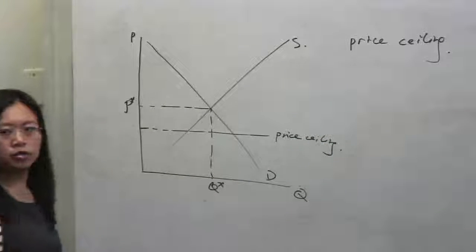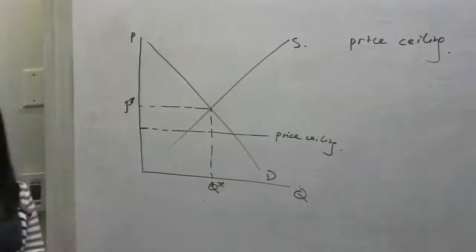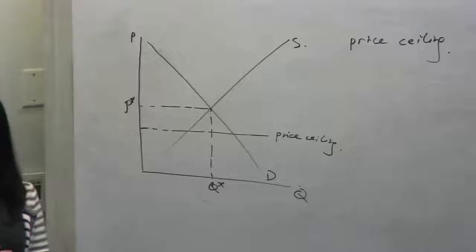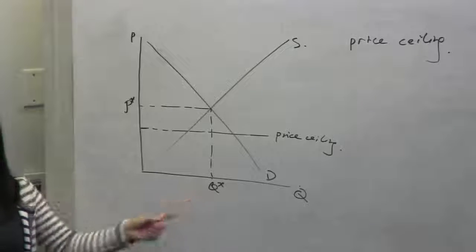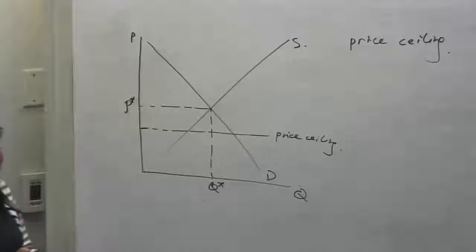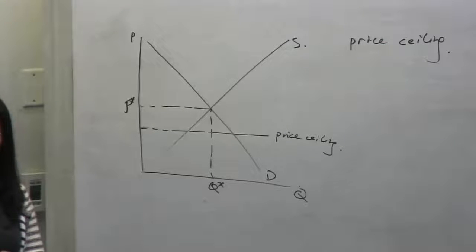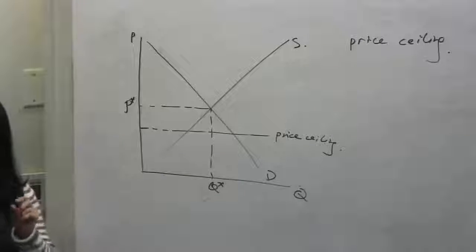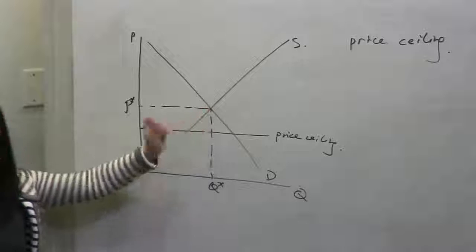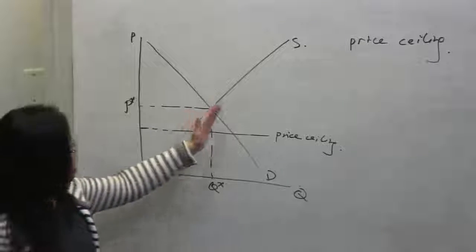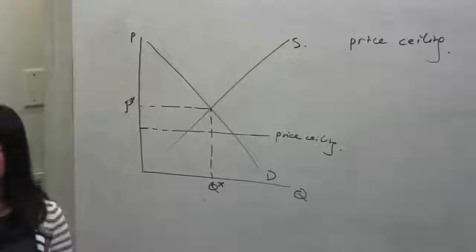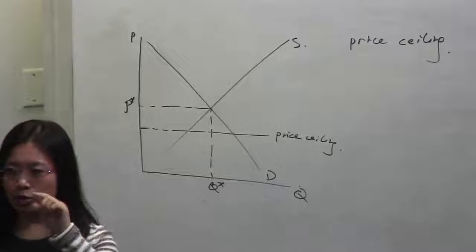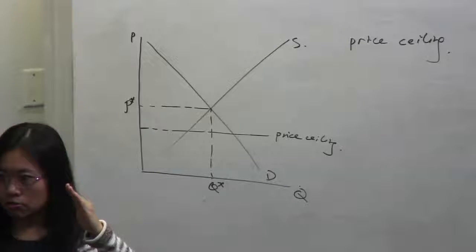Okay, so to answer your question, when we have this case, what is the market equilibrium price? Well, market equilibrium price is still P star, and equilibrium quantity is still Q star. However, the price that's set in the market is not that, it's this. But the equilibrium point is still here, because demand and supply, none of them has shifted yet.